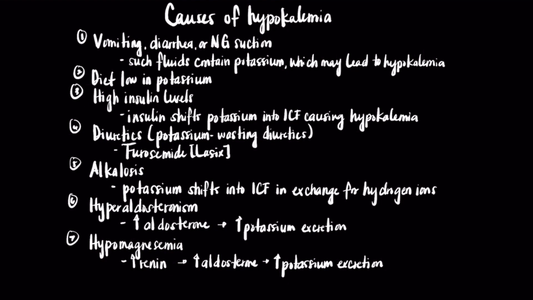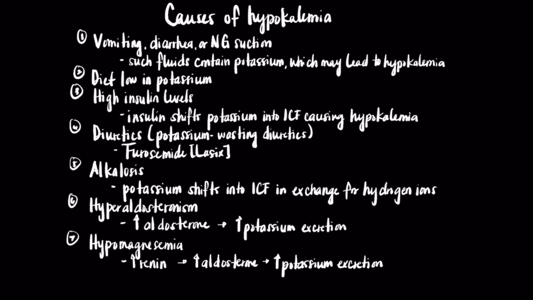High insulin levels can cause hypokalemia as insulin plays a role in shifting potassium back into the intracellular space. Certain diuretics cause hypokalemia, particularly potassium-wasting diuretics like furosemide or Lasix, so it's important to delineate which diuretics waste potassium and which diuretics conserve potassium. An alkalotic state may predispose patients to hypokalemia as hydrogen ions will shift out into the extracellular space in exchange for potassium back into the intracellular space, thus leading to decreased levels of potassium in the blood.